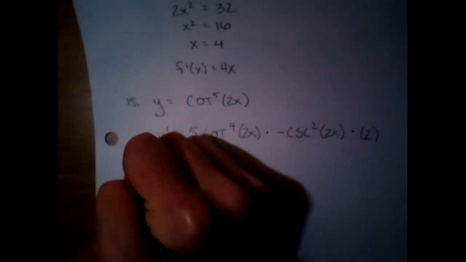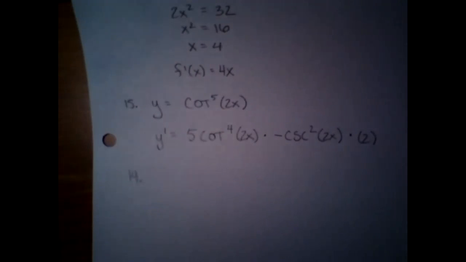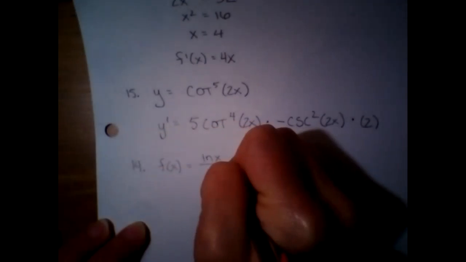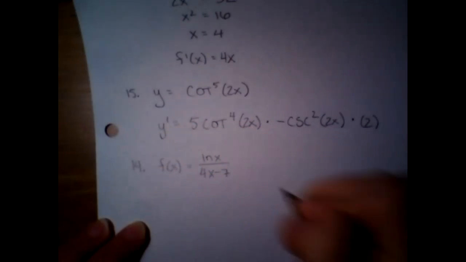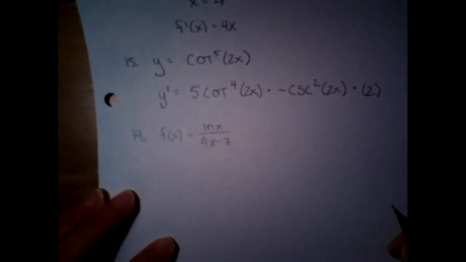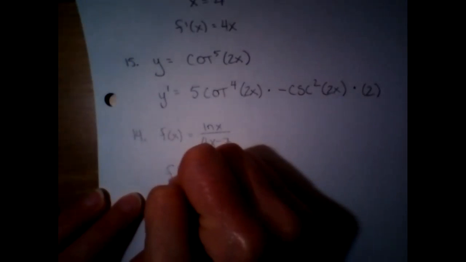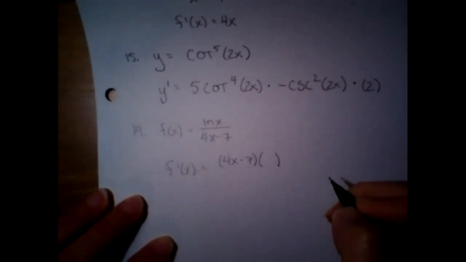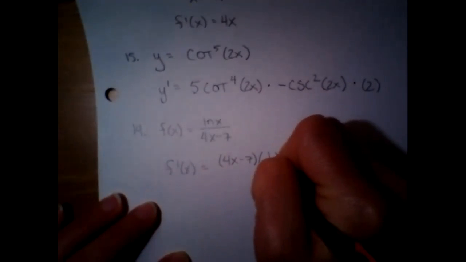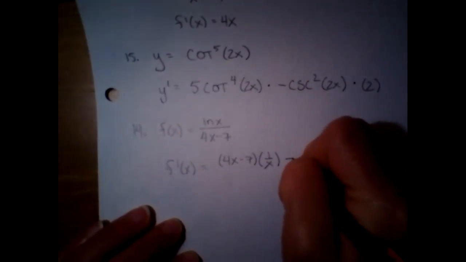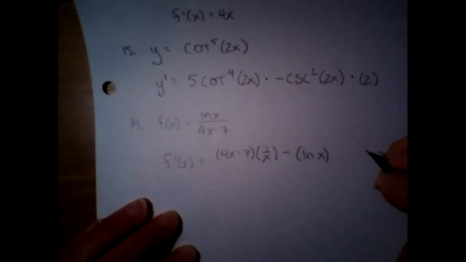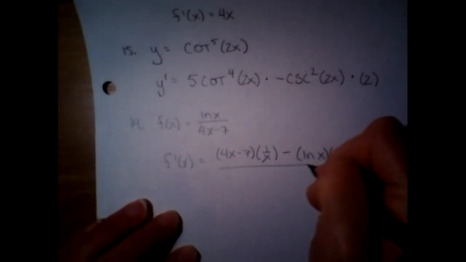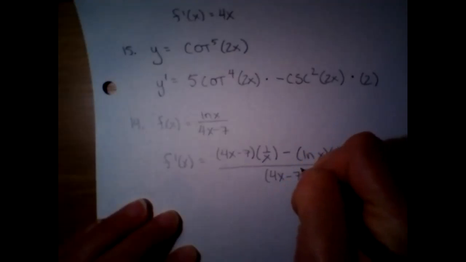All right, and then 14. So this one is going to be a quotient rule. And so it will be the denominator, so 4x minus 7, times derivative of the numerator. So derivative of ln is rational, so 1 over x, minus the numerator times derivative of the denominator, which is just going to be 4. And then it is all over the denominator squared.